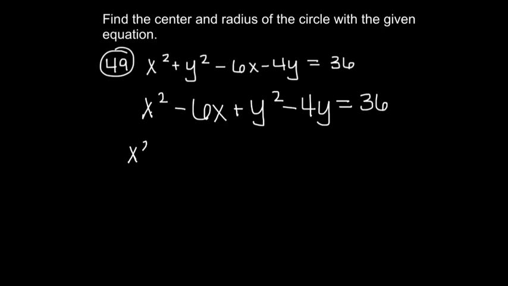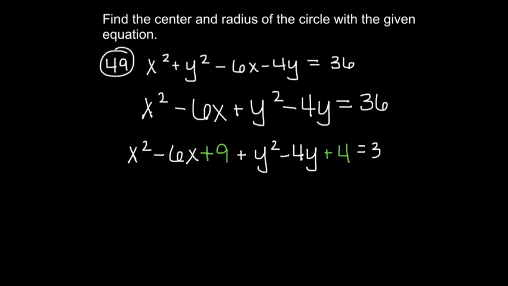I have the x squared minus 6x. The way that I got the 9 was to take half of the 6, which is 3, square that, which is plus 9. So I can add 9. Then I have the plus y squared minus 4y. And again, to complete the square, half of 4 is 2, 2 squared is 4, so I will be adding 4.